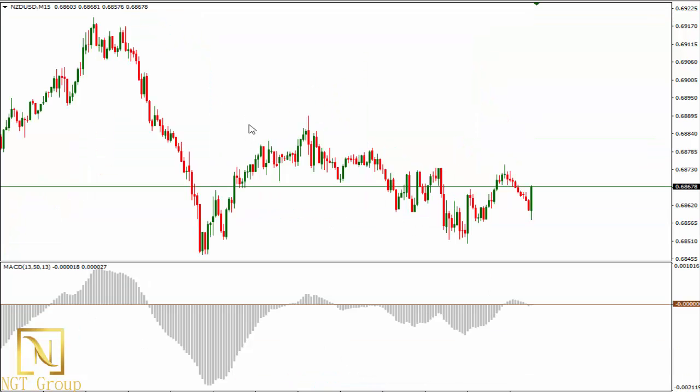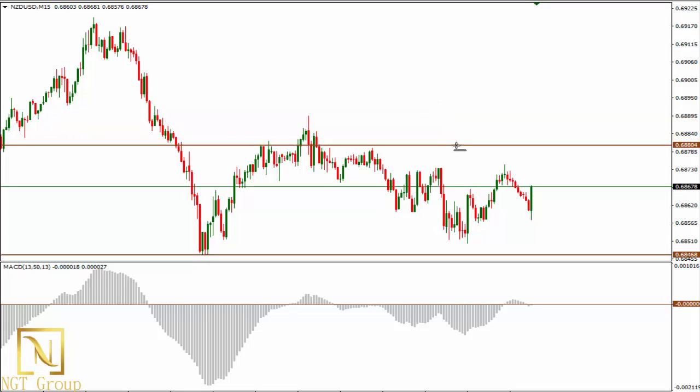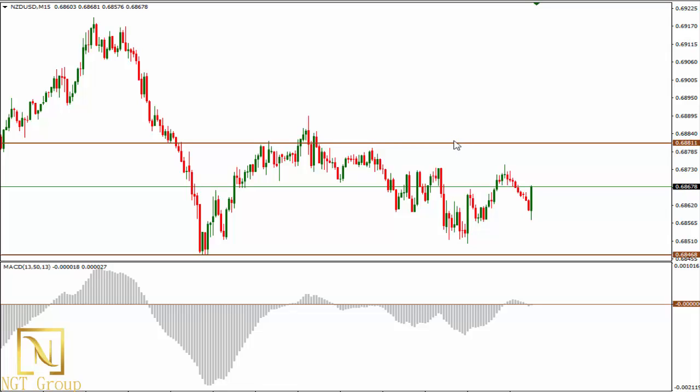Okay, so here we are on the New Zealand USD, and right off the bat I see you have a resistance, and again, look what we have here, a false break. Now I'm going to show you guys this false break on the longer time frame, so you can see it much better.